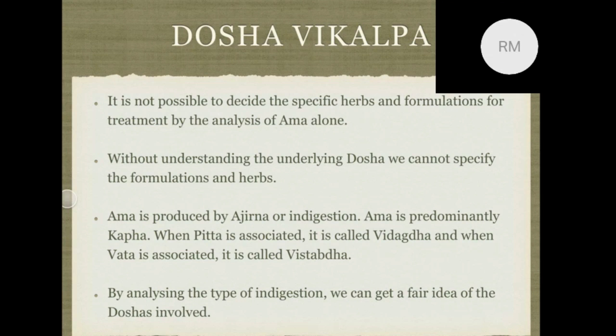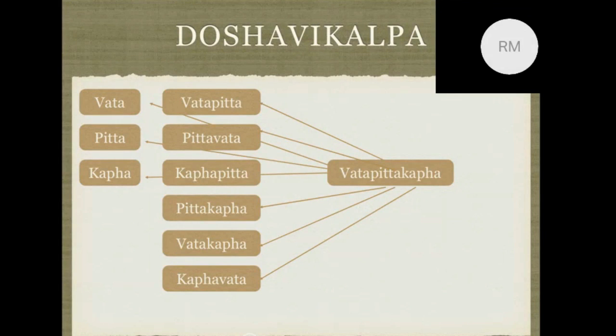Okay. Yes. So after assessing ama, we need to understand the dosha that is involved, because without that we cannot decide what kind of herbs we must use. And so here we have to revise some of the concepts that we already discussed. We discussed about the 63 plus types of dosha combinations that are possible.